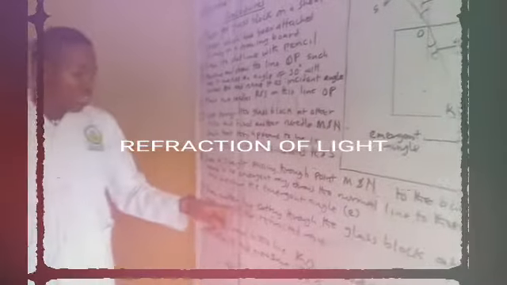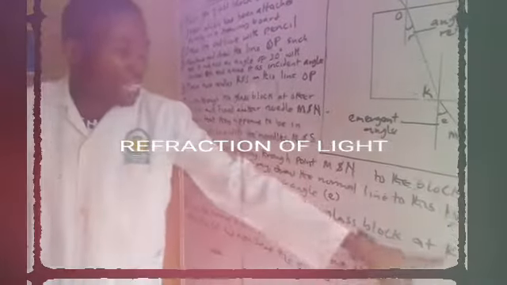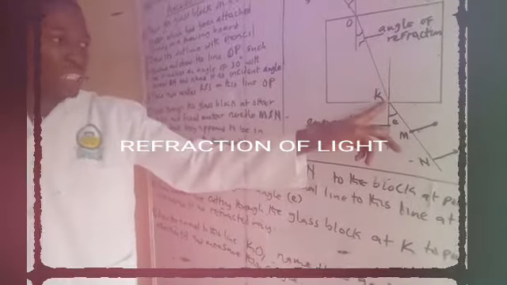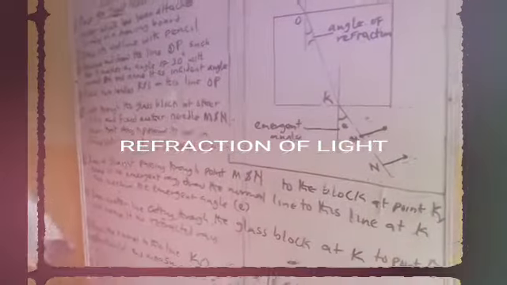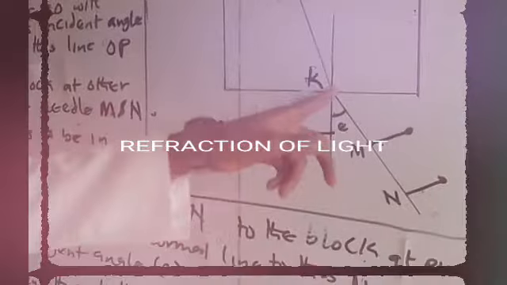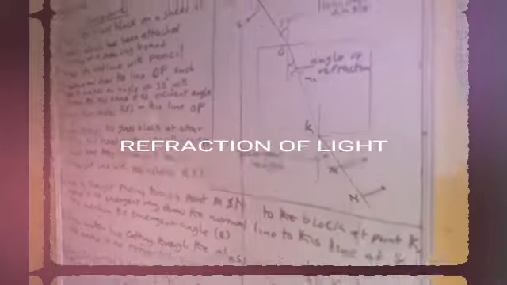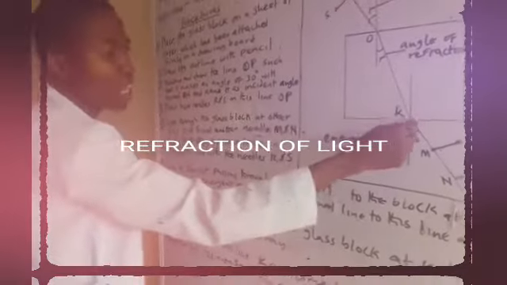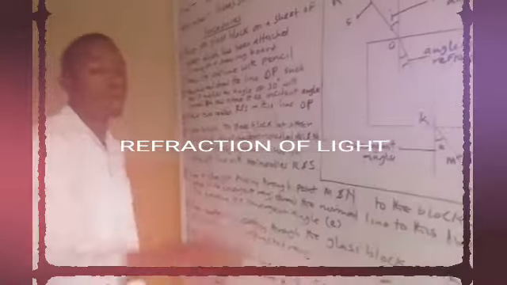Then draw another line cutting through the glass block at K. Where you touch the emergent line, touch the block at the other side is what we call K. We mark it as K. So you now draw another line from this K to this O and make it a refracted ray. So the line that you just drew from this K to this plane is now what we call the refracted ray.